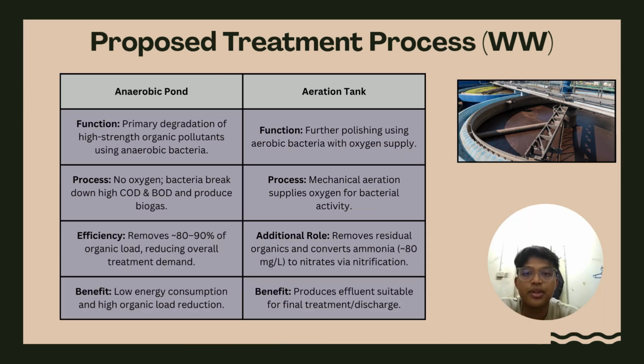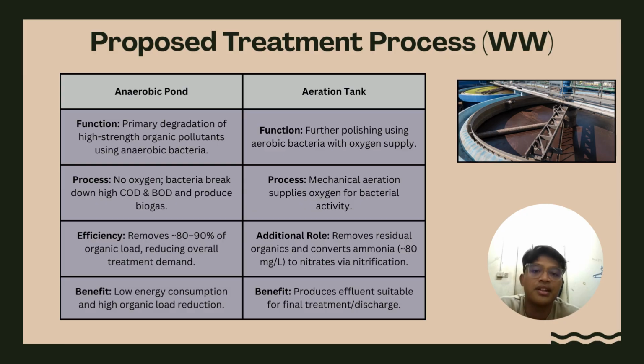This section will cover the biological treatment stage of the proposed POME treatment system. First, the anaerobic pond acts as the main degradation unit. It uses anaerobic bacteria to break down the high organic load in POME without oxygen, producing biogas in the process. This stage is highly efficient, removing around 80 to 90% of the COD and BOD, while also reducing energy requirements since no aeration is needed.